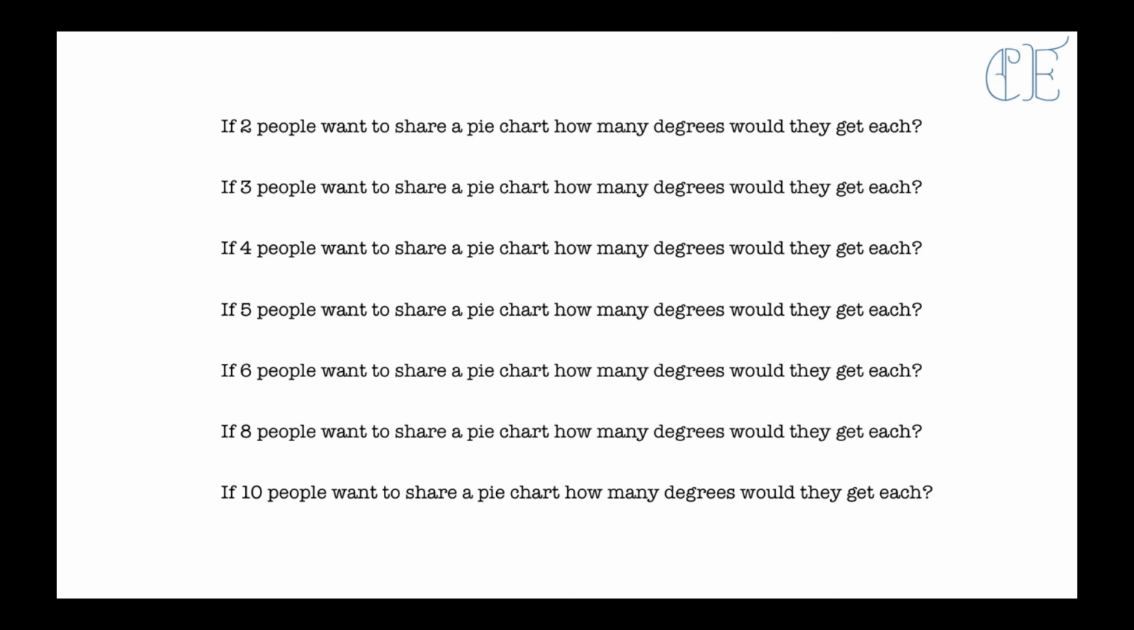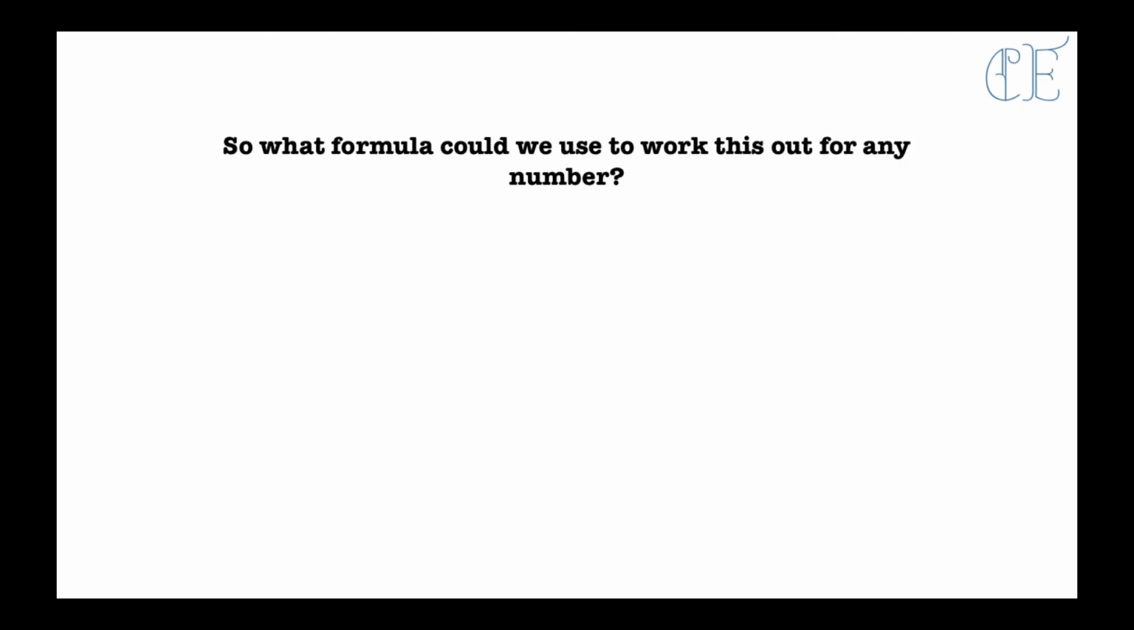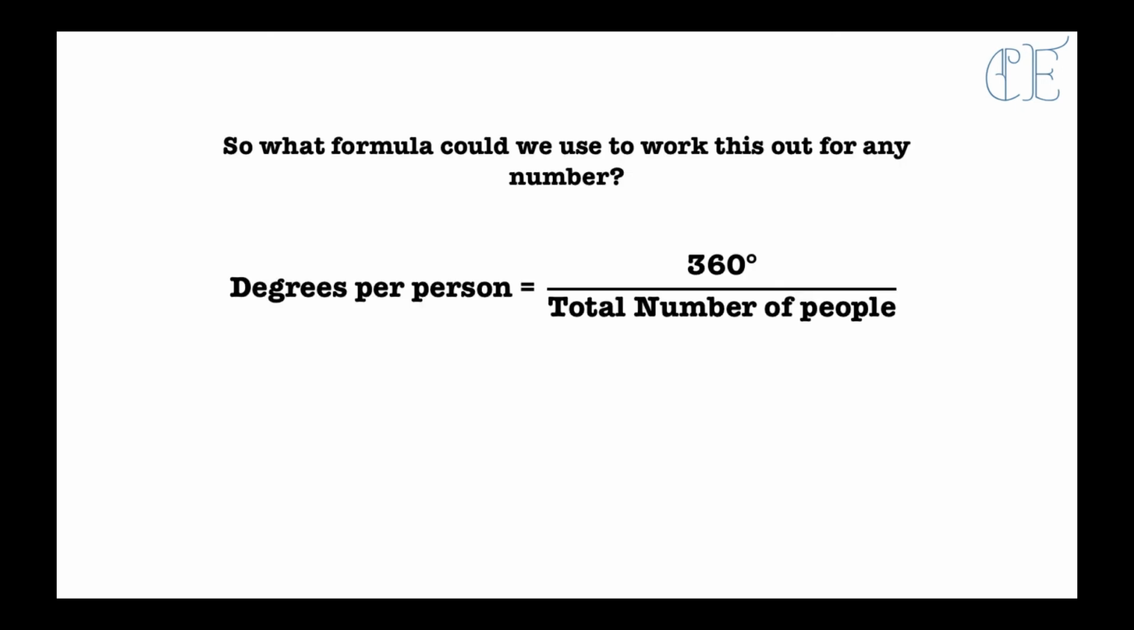If you want to draw a pie chart and you need to split that pie chart, that 360 degrees, you need to divide it by the amount of people that there are. So the formula to work out the number is the degrees per person equals 360 divided by the total number of people. And that will tell us how many degrees we need to measure for each section.